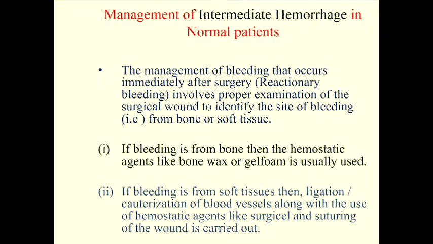Now, if you have an intermediate hemorrhage, you have to identify the site of bleeding. Is it coming from the bone or the soft tissue? If it's from the bone, you can use gel foam or bone wax. We use that a lot. Or if it's from the soft tissue, as we said, ligation and cauterization will do a good job.